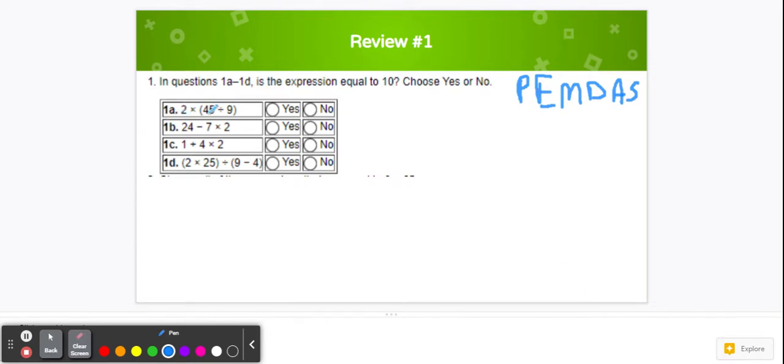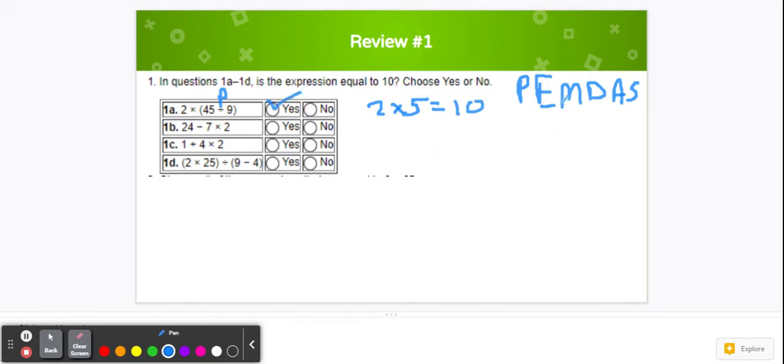So if I look at 1A, I need to do 45 divided by 9 first because it's in the parentheses. So 45 divided by 9 is 5. So I would rewrite this as 2 times 5. And 2 times 5 does equal 10, so that one would be a yes. Let's look at the next one.